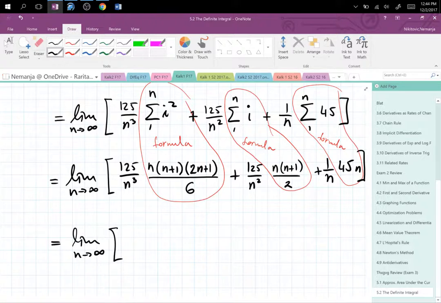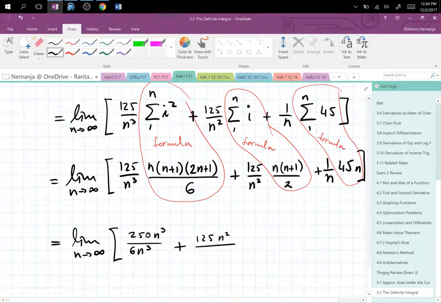I understand it will take time to distribute this, but we don't have to. You only need to distribute the first ones. So what you have is n times 2n, and everything else will have a lesser power. So we don't care about anything else. We only care about the front coefficients. So that's going to be 250 n cubed over 6n cubed, and the rest we don't care about. Plus 125 n squared over 2n squared, and finally plus 45.